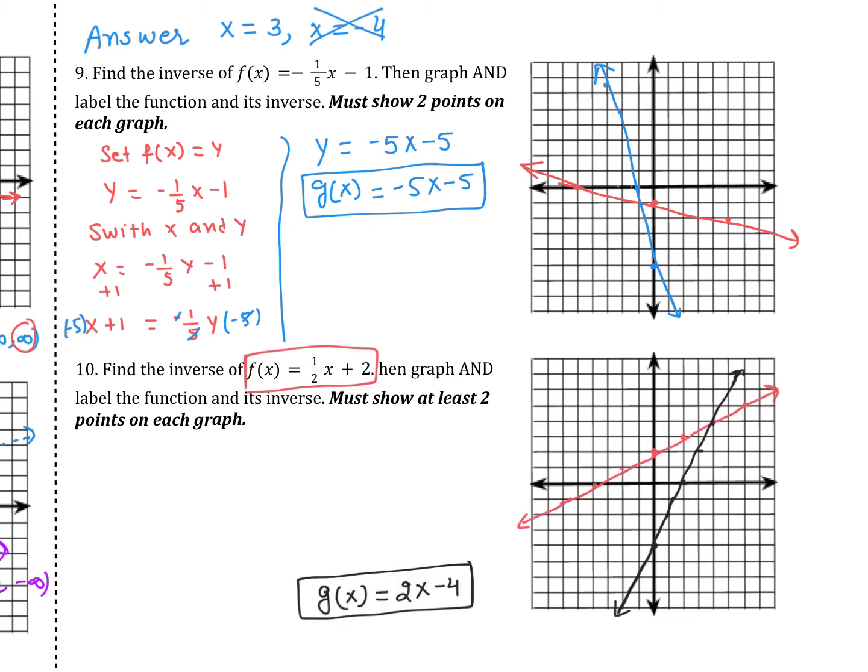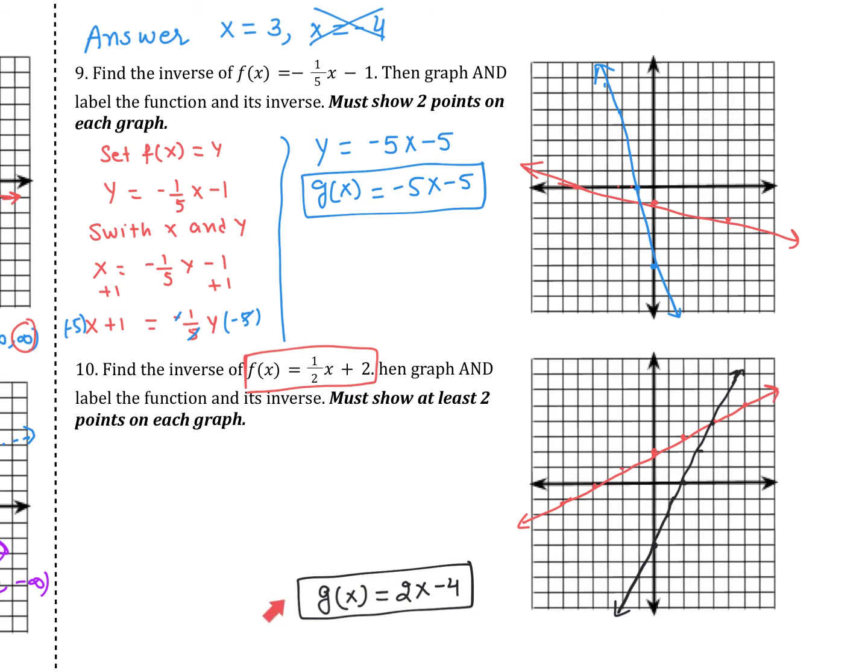For number 10, you're going to try on your own with the same method. Set f(x) equals y, switch x and y, and solve for y. The g(x) inverse function you're going to get is 2x minus 4. When you graph this function f(x), start from 2, go up 1 over 2, up 1 over 2. You got this red line.